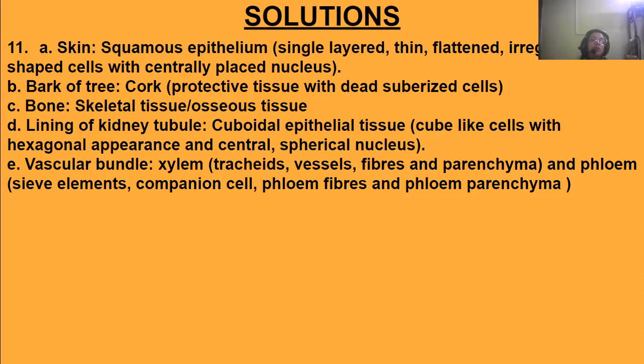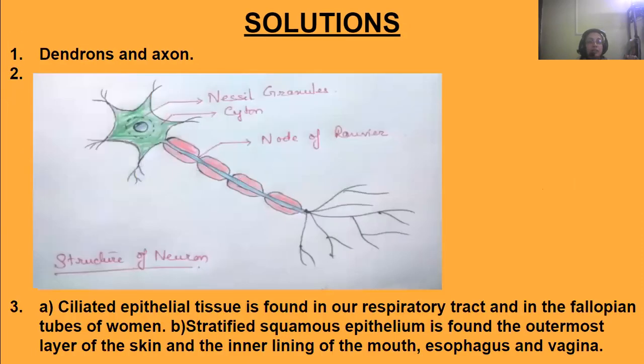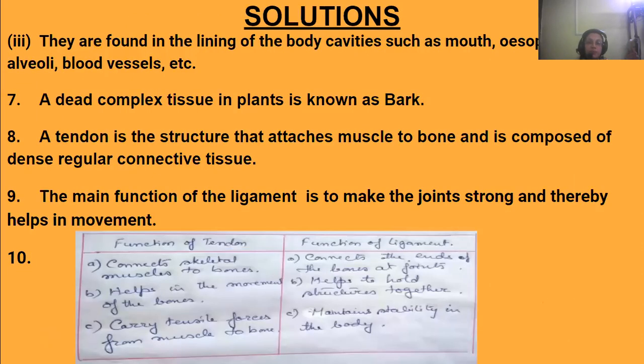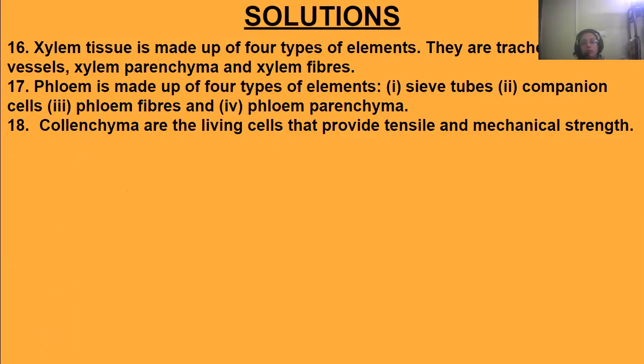Okay. So the last question, number 18. Whose living cells provide tensile and mechanical strength? The collenchyma are the living cells which provide tensile and mechanical strength. Okay, so this is the end of the chapter.